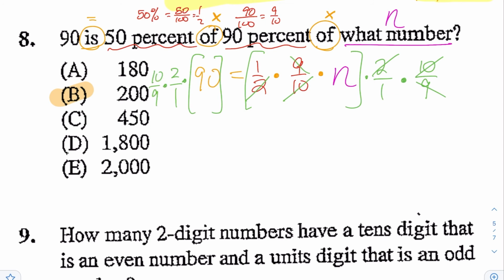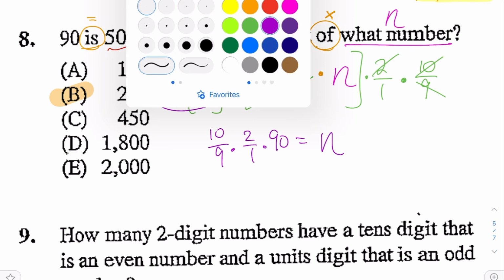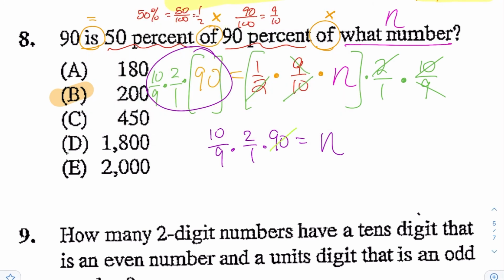And again, whatever you do to one side, you got to do to the other side. So n, which is left over on the right side, is equal to 10 over 9 times 2 over 1 times 90. Now, from here, 90 in the numerator, this is really 90 over 1. Cancels out with the 9 in the denominator. You have 10 left in the numerator. So the numerator is 10 times 2 times 10, or 200. And that's choice B.